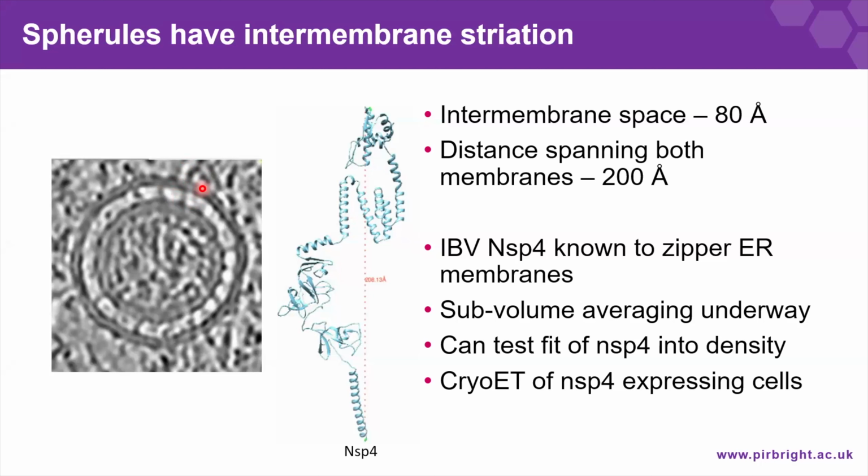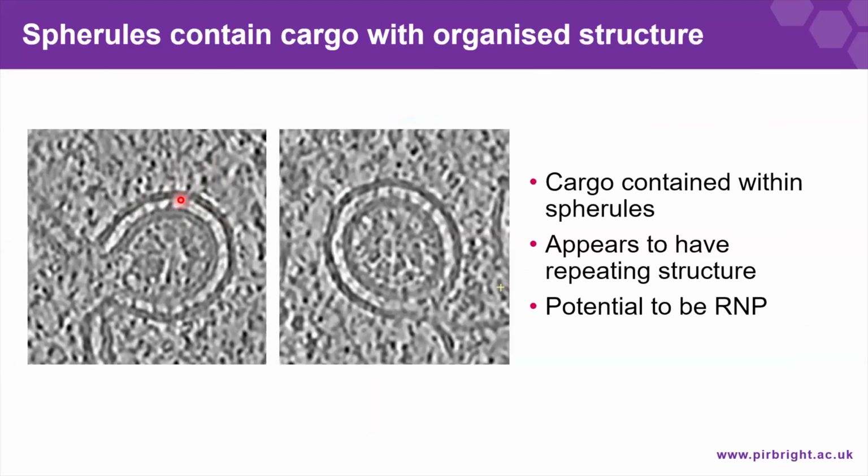Patrick is doing the sub-volume averaging so that we'll be able to get some information about the structure here, and then it will be possible to see whether this structure fits into the density that he generates through that analysis. But we are also hopefully doing some cryotomography of NSP4 expressing cells to see whether this same striation and these same structures can be seen in the regions of zipper-DR that we'll get.